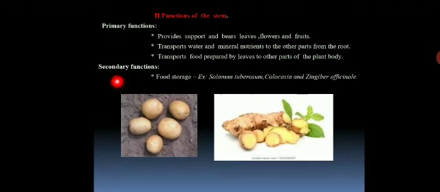Next is the secondary function. The secondary functions differ from one another based on the survival of the plant system. The first secondary function is storage, especially food storage. For example, Solanum tuberosum, that is a potato plant, has the capacity to store starch, that is the food. Then Colocasia, in Tamil Karnaikilangu, and Zingiber officinale, Inji. These are some examples of food storage.